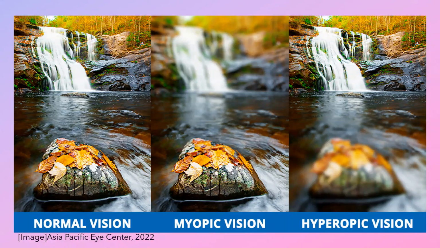So as we take a quick look at the vision types side by side on the slide, we can take note that normal vision, or emmetropia, is clear throughout the photo. You can see the waterfall, you can see the leaves on the rock clearly. In the middle, myopic vision, the waterfall is not clear, however, the leaves on the rock are clear, close vision. And in hyperoptic vision, the waterfall is clear and the rocks and leaves are not clear.